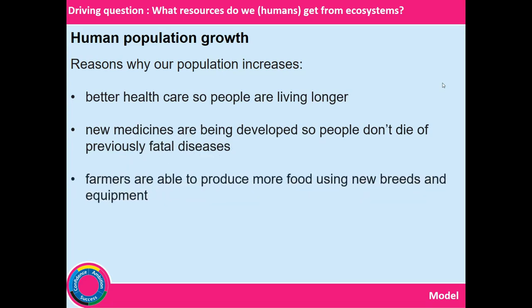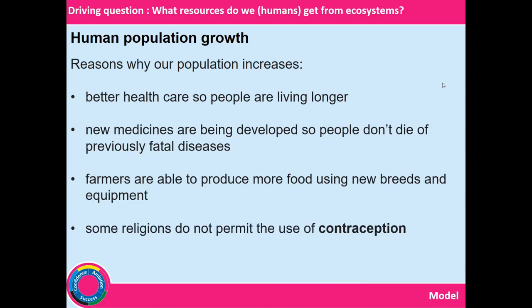Farmers are able to produce more food using new breeds and equipment. Some time ago, people were only farming using hoe and spade. They were doing things manually. Now we have a lot of machines, so people can farm tens, hundreds of acres of land in a day because they're using tractors. So all of that has helped to meet the food demand, hence population increase.